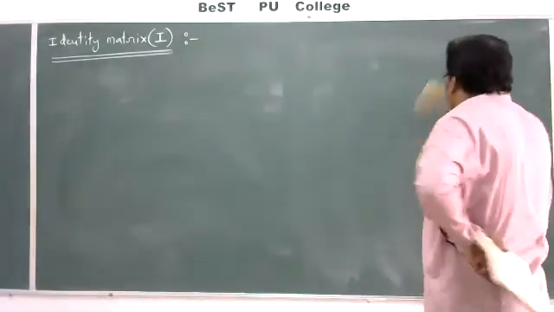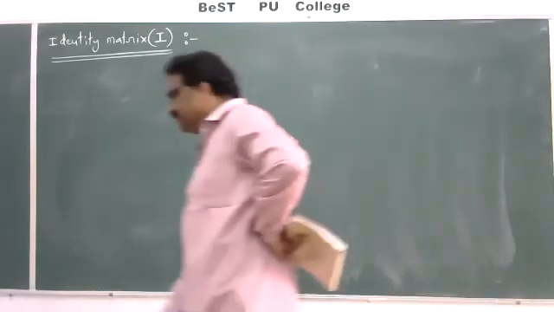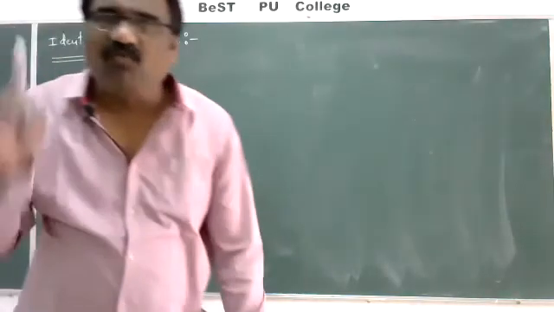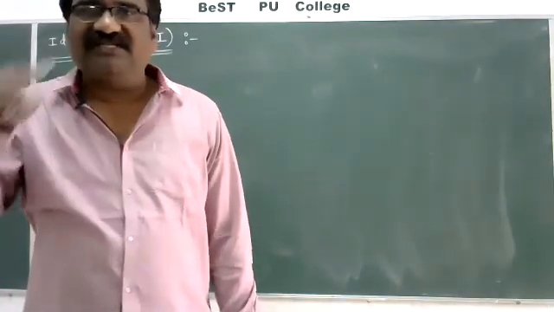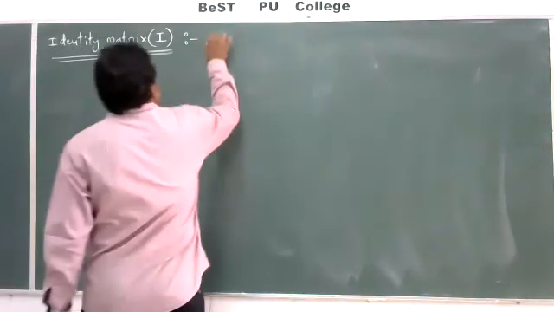All elements are zeros except the principal diagonal elements is called a diagonal matrix. All elements are zeros, the principal diagonal elements are equal, is called a scalar matrix. All the elements are zeros, the principal diagonal elements are equal to 1, every element in the principal diagonal is equal to 1. That is called an identity matrix.